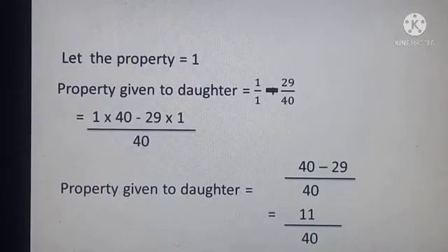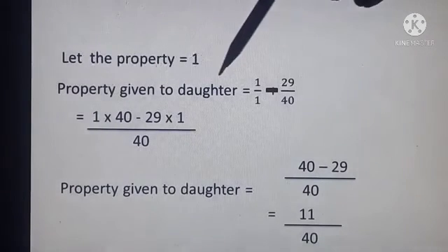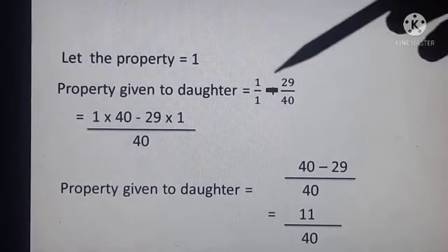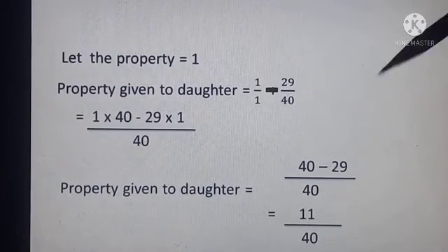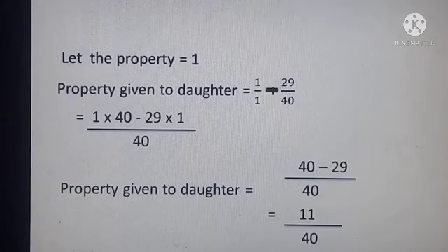Now we will assume the property of the man. Let the property be equal to 1. कि माना उस व्यक्ति के पास, उस मैन के पास 1 रुपए है, right? 1 part. Property given to daughter. 1 is the total property. And he has given some part of the property that is 29/40 to his wife and son. So to calculate the remaining, we will do subtraction and that remaining property he has given to his daughter.